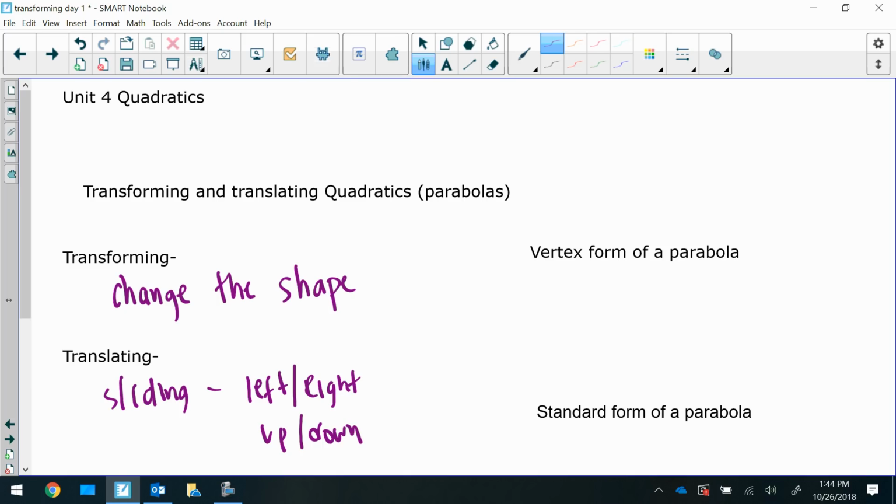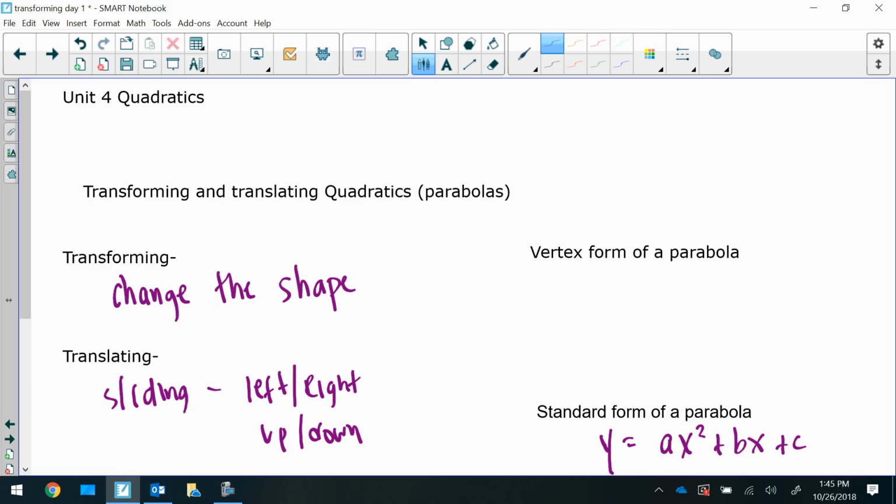So you haven't learned this yet, but there are actually two ways to write a parabola. You are familiar with one of the ways. It is ax squared plus bx plus c. We talked about it in the matrix unit, and you see it when you are using the quadratic formula. That is the standard form of a parabola. But that form doesn't really help us much when we're trying to graph a parabola.